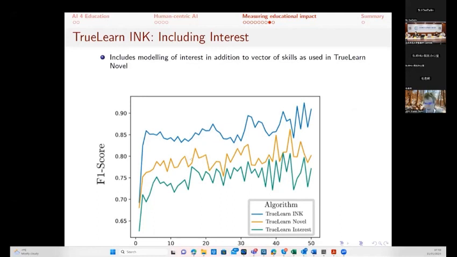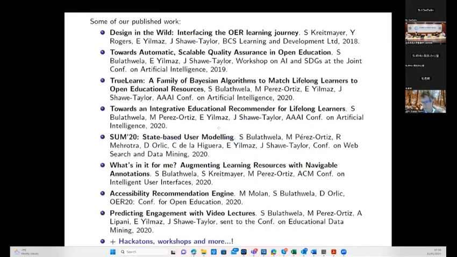But again, I think this provides evidence that we are able to model users in a way that we can predict their engagement with a resource, and therefore essentially, at the back of this, we are modeling their learning in terms of their skill evolution as they view these different resources, and therefore, based on that, make predictions about their engagement with future resources. So here are some of the publications that have come out of that.